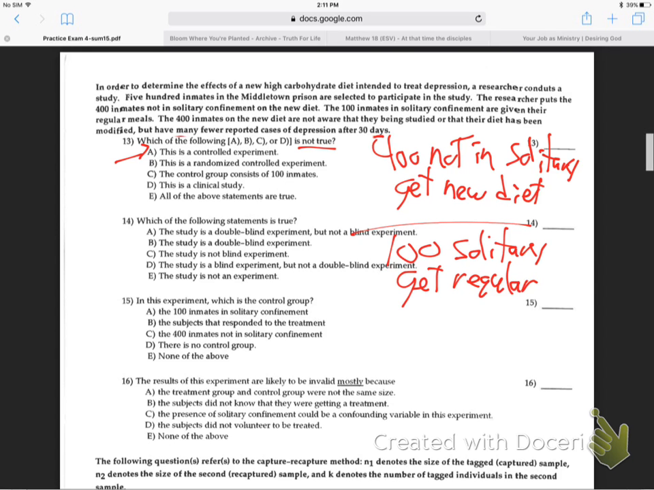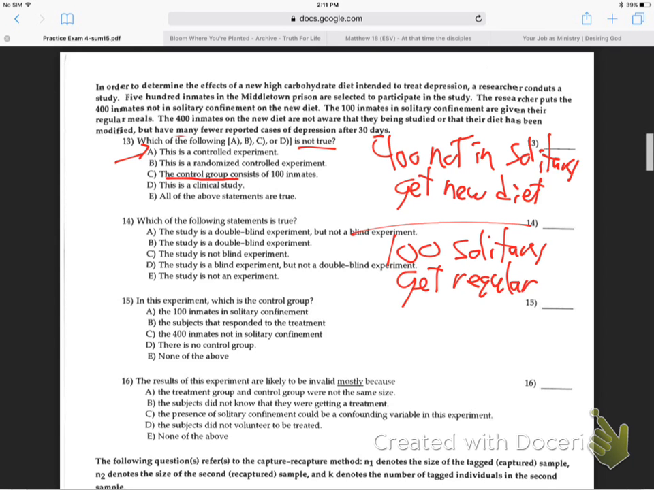So which is not true? It's a controlled experiment, so we've got to move on. B. Is it a randomized controlled experiment? Let me go on and see.